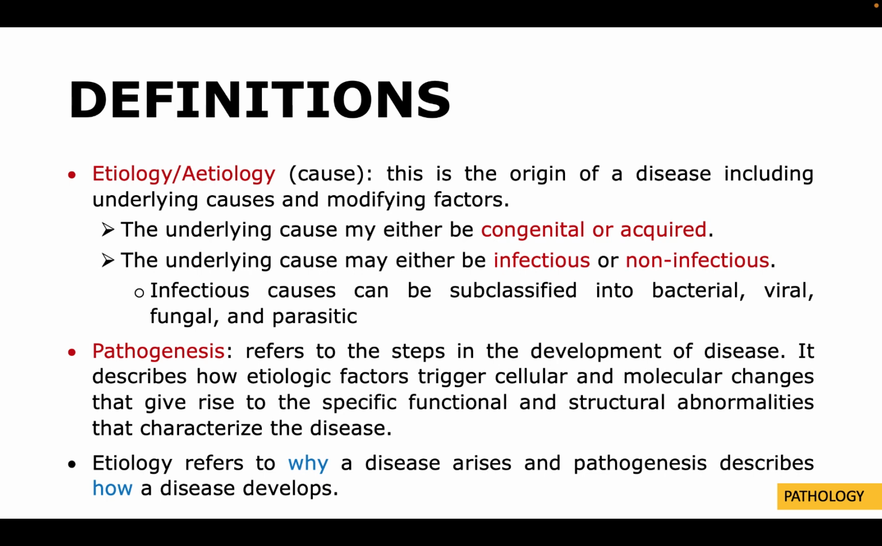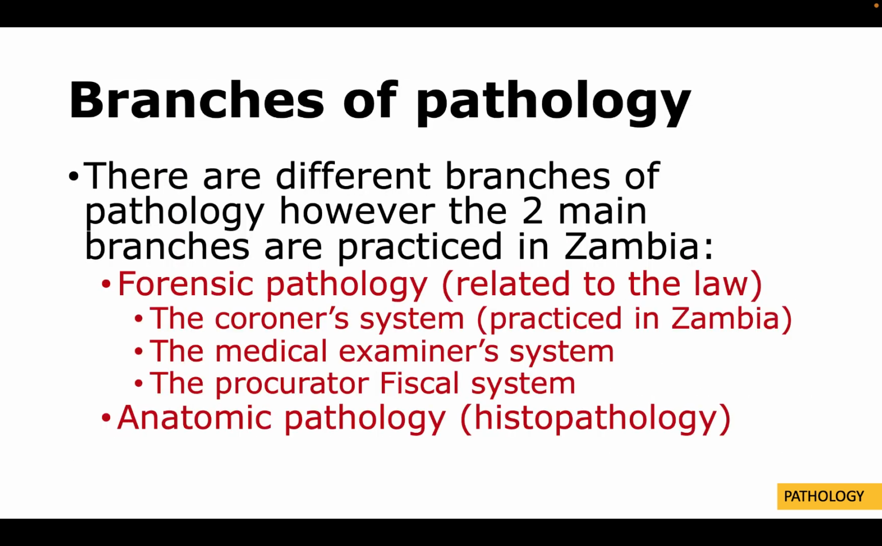So it's going to be describing how the etiological factors are going to be triggering different cellular, even different molecular changes, and these are going to be giving rise to specific functional as well as structural abnormalities of a certain disease. So if you can think of it like this, etiology is why this person has the disease, and pathogenesis is how the disease is actually going to be developing.